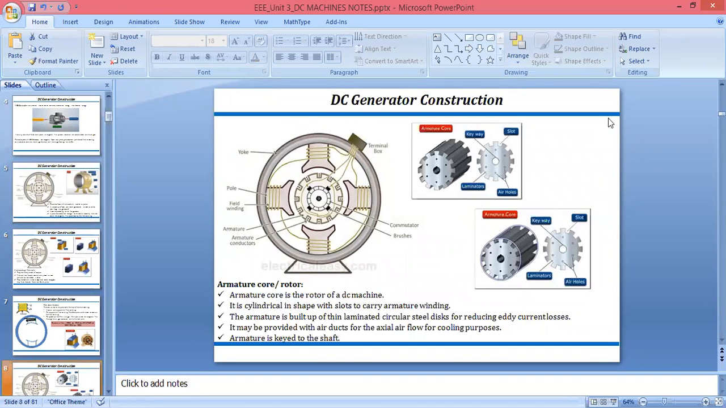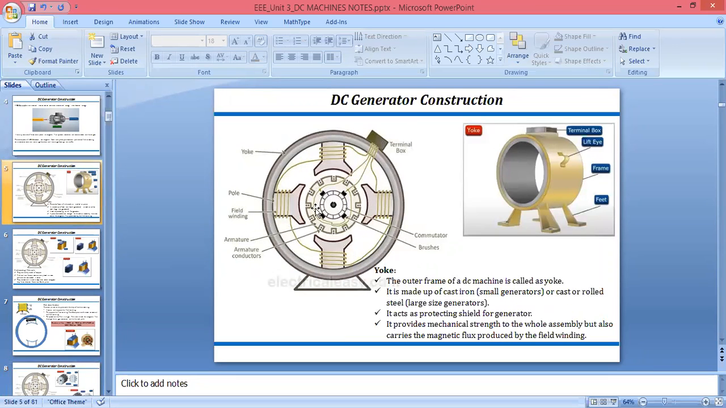What we can say here, if you see the structure of the armature, there are the slots. So these slots are used to carry armature winding, and the armature is built from the thin laminated circular steel disc. ये जो armature है, in this device we are using this the armature.